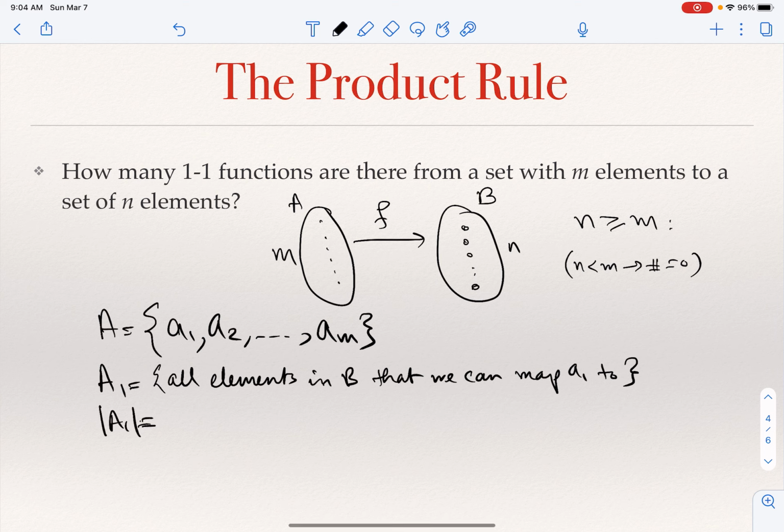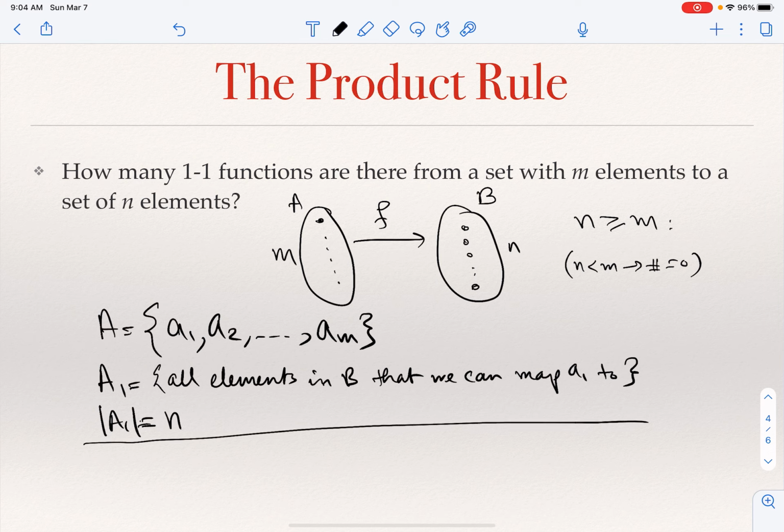A1. So what are the possible elements I can map A1 to? Any one of the n elements. I could map A1 to B1, I can map A1 to B2, I can map A1 to Bn, right? So the cardinality of this set is n, okay?